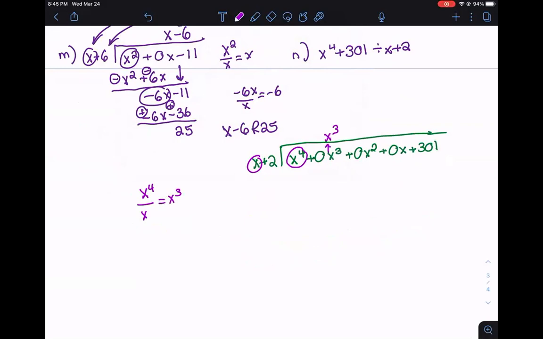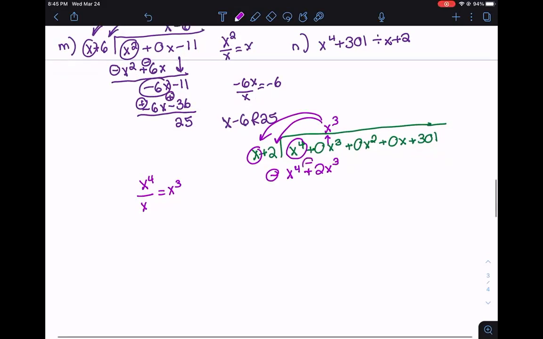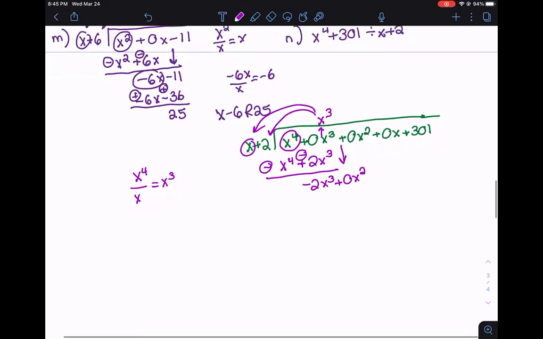I line that up with that term because now everything will come down nicely. x to the 4th plus 2x cubed, excuse me. I negate, so those cancel, which is what I want. I negate, and I'm left with negative 2x cubed, and I'm going to bring down the 0x squared. Now remember, you are only allowed to bring down one term at a time, no more, no less. So one term at a time.